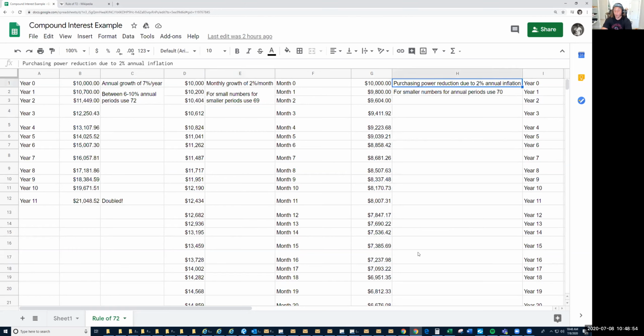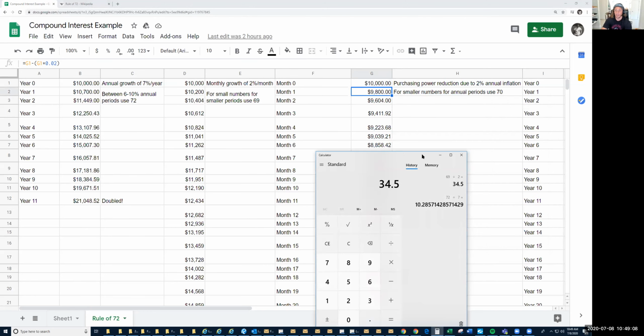If we move on to purchasing power reduction, the equation here is you're taking the previous balance and reducing it by 2% of the previous balance. And it's going to be a similar thing. In this case, since it's a low percentage, but it's an annual period instead of a monthly period, you want to use 70. 70 is going to be a little bit more accurate. So it's not too hard to remember: the lower the percentage, you want to use closer down to 70. And if the period is smaller than a year, then you want to use 69.